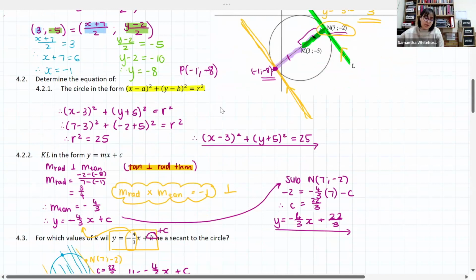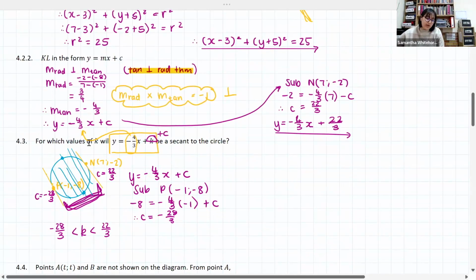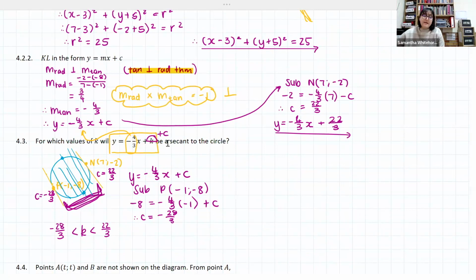So if this question had read something like, for which values of k will y equals -4/3x plus k not intersect with your circle, you would then know it would be greater than 22/3 or less than -28/3. Because anywhere more than that or beyond that, it doesn't touch your circle.